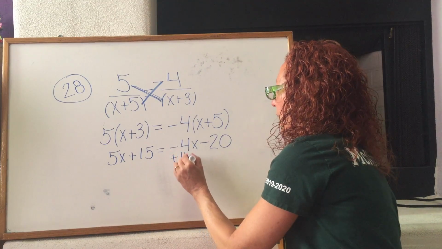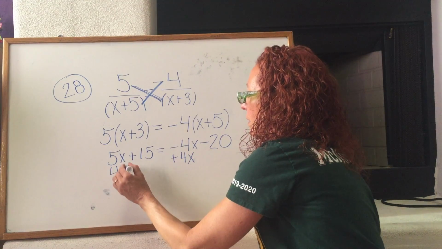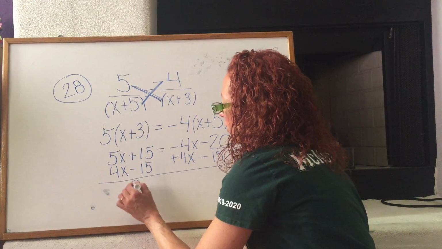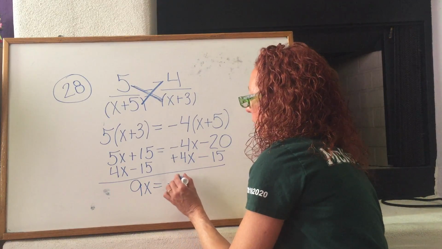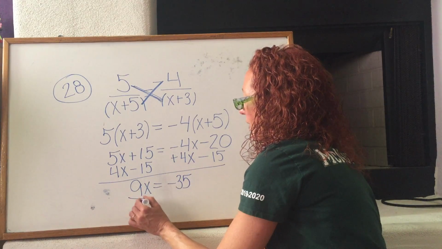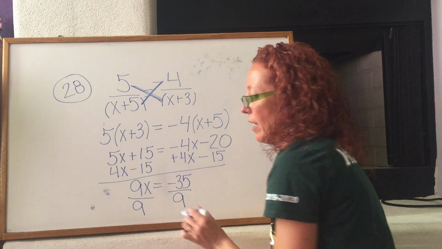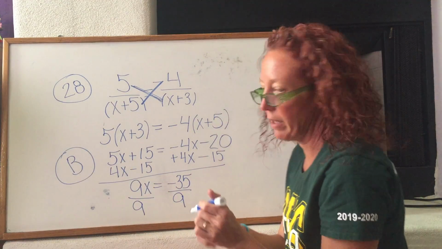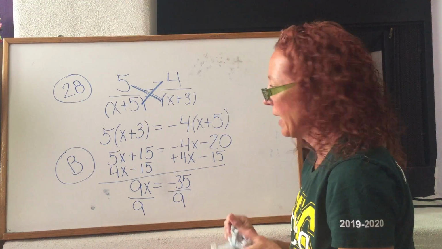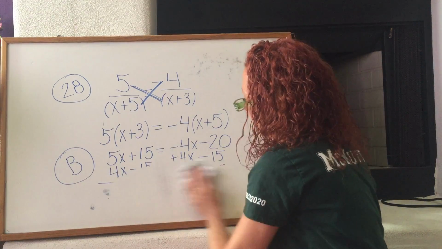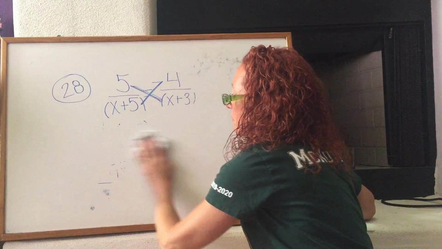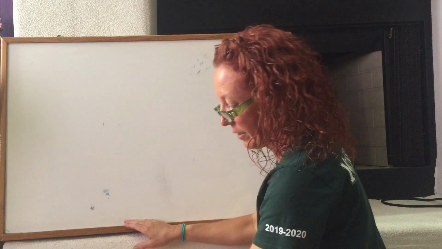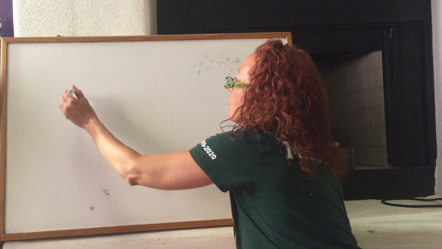Let's add that 4x to the other side. Let's subtract that 15 from the other side. We're going to get much different numbers here. 9x equals negative 35. Divide by 9. Divide by 9. And now I'm going to look. Yep, correct answer is B. So sorry, my bad. All right. 29. And I said that one was the easy one, right? Oopsie. 29.